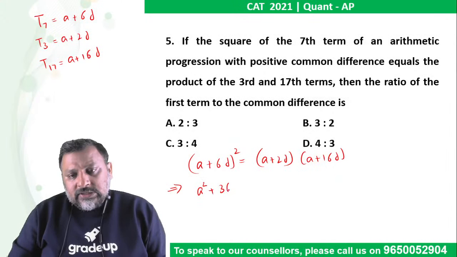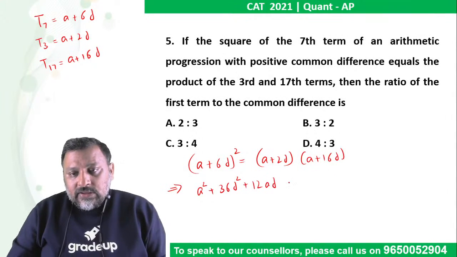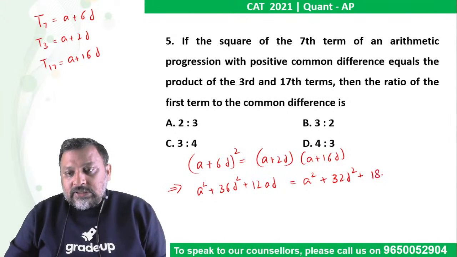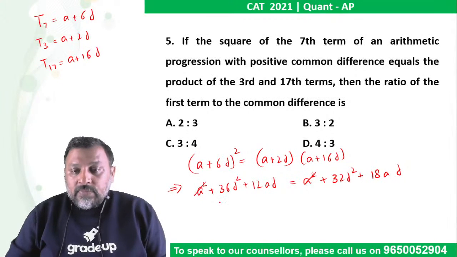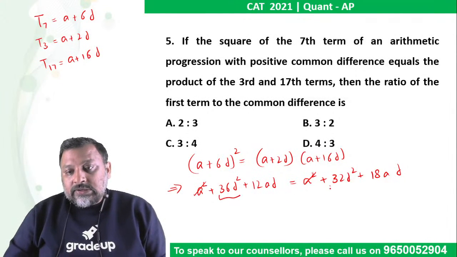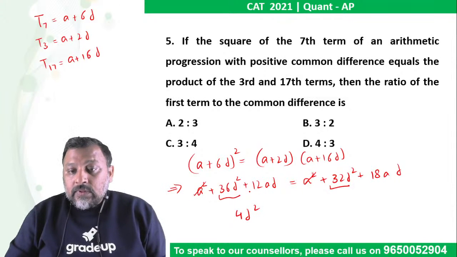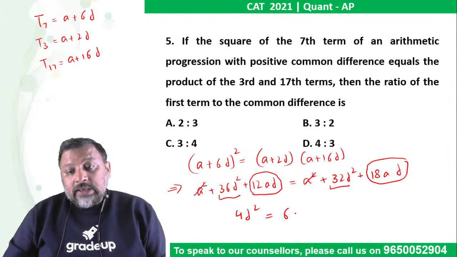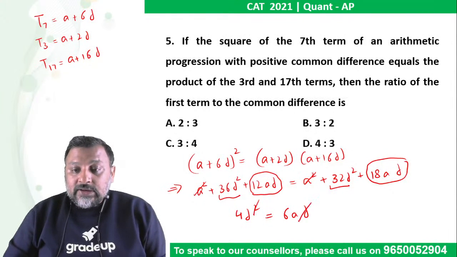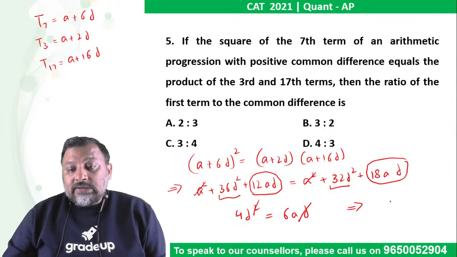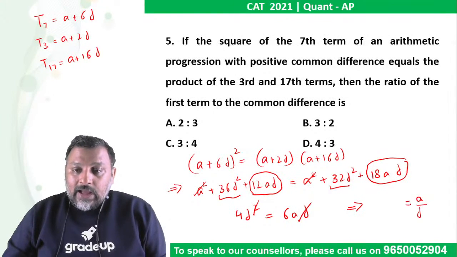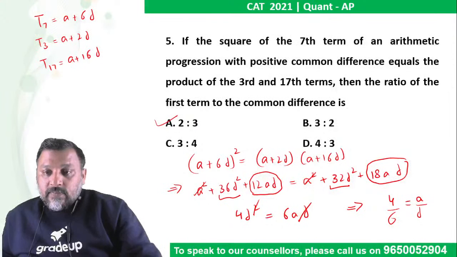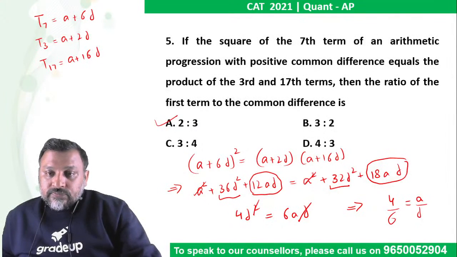a square plus 36d square plus 12ad is equal to a square plus 32d square plus 18ad. So this cancels. What you'll get is 4d square equals 6ad. So d cancels. So can we say from here I'll get a by d as 4 by 6 or 2 by 3. So a simple question. Good Romel, very good. Answer is A.